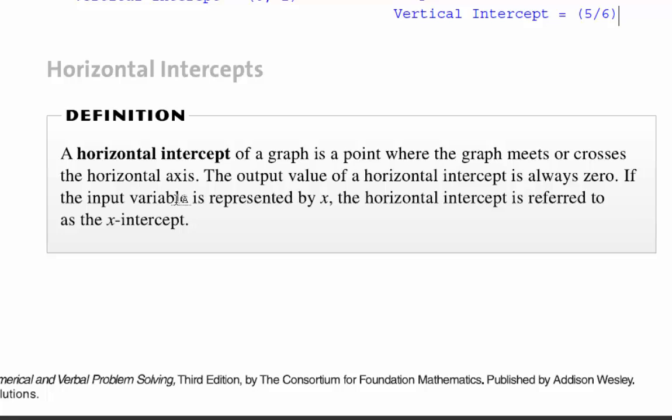And the last definition for this section is horizontal intercept. Remember, the vertical intercept is where the line crossed the vertical axis, and the horizontal intercept is going to be the point on the graph where the line crosses the horizontal axis.